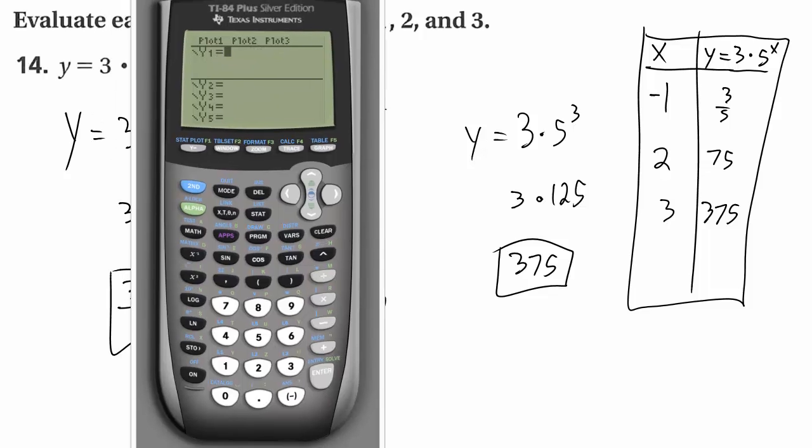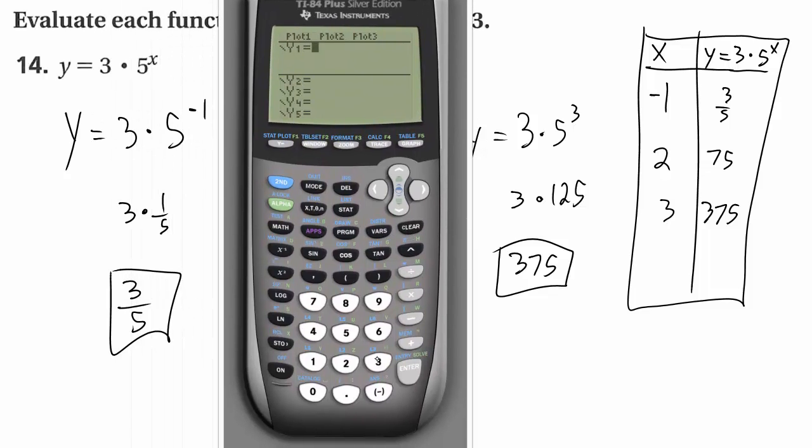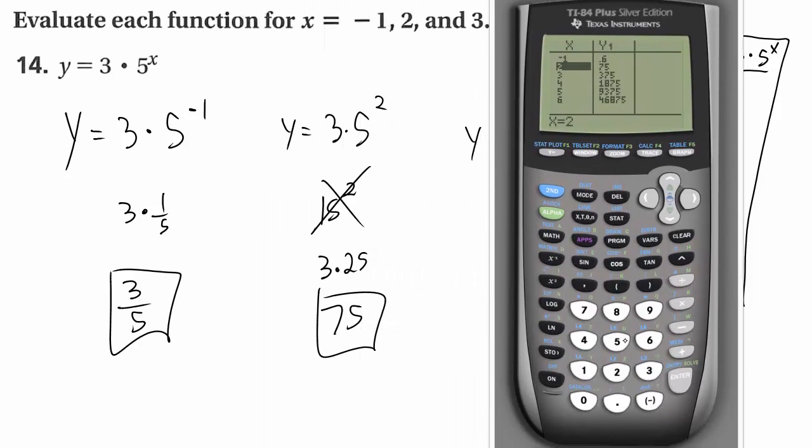You can use a table to help you evaluate these quicker. 3 times 5 to the x, plug that in, and you go to second graph, which is like second table. And if you notice, if I plug in -1, it outputs 0.6, which is 3/5. And then if I plug in the other exponents, if I plug in 2, I get 75. I plug in 3, you get 375.